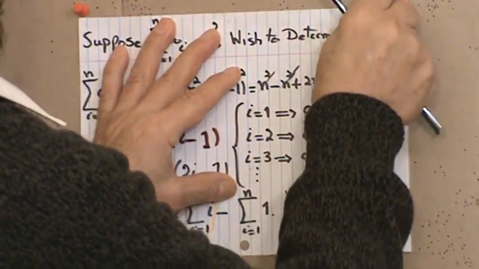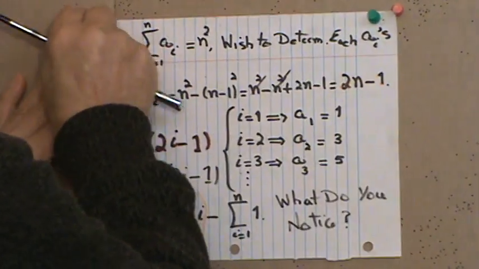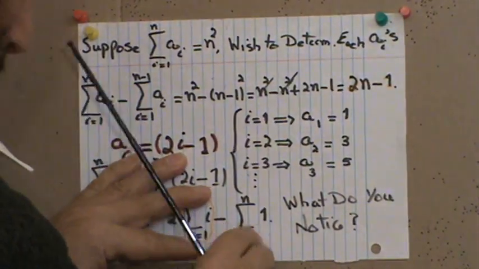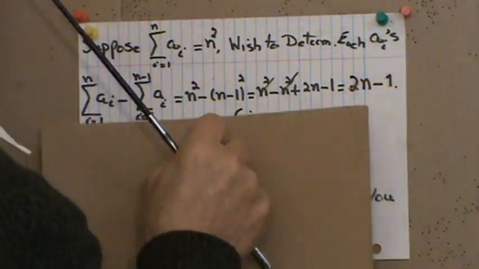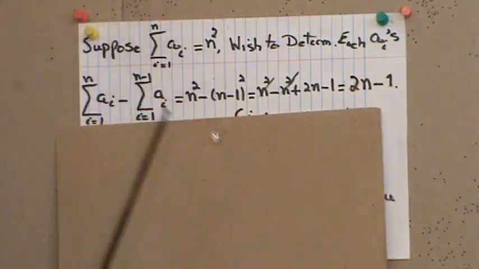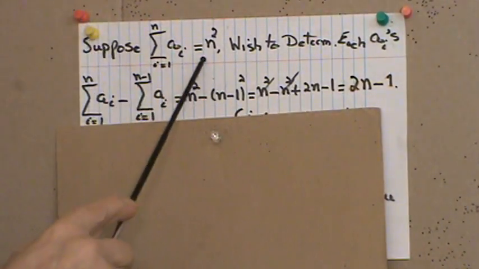Quick review. Okay, now let me see. Same thing I'm repeating. Summation is n squared.